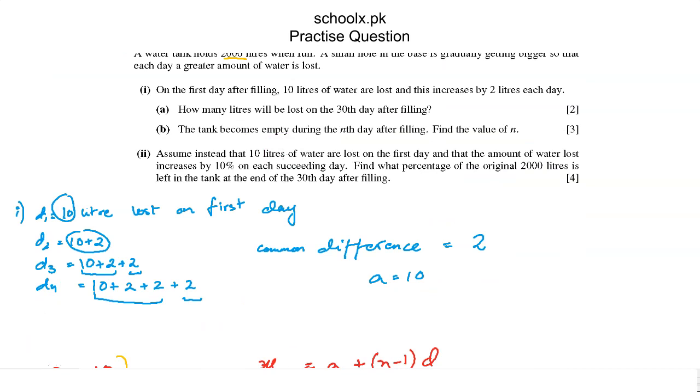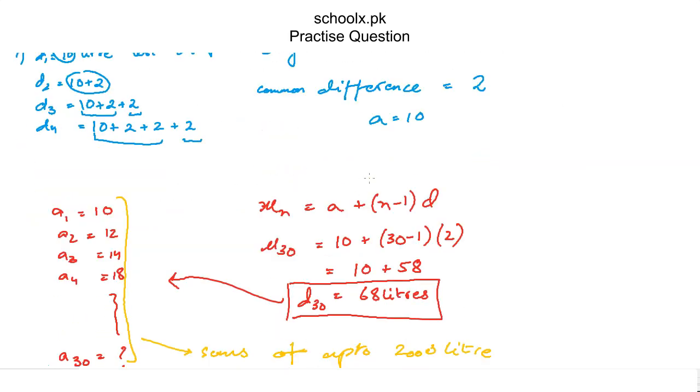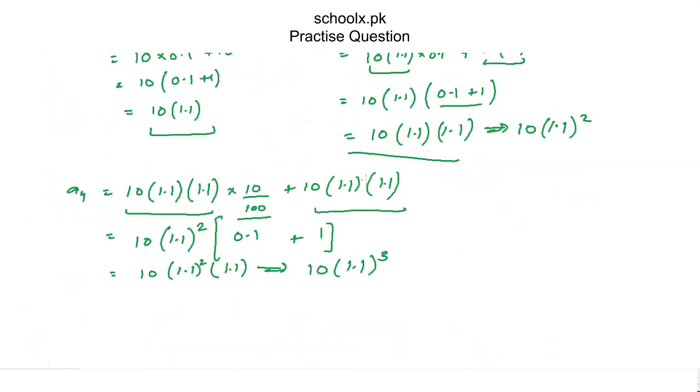Alright, so we need to find the percentage of the original 2000 liters. Find what percentage of the original 2000 liters is left in the tank at the end of the 30th day after filling. So we need to find the amount of water left in the tank after the 30th day divided by 2000 into 100, right? So let's find the amount of water left in the tank after the 30th day.